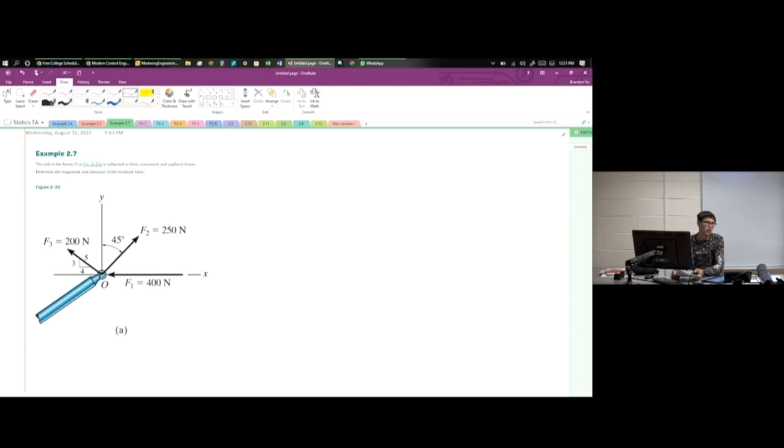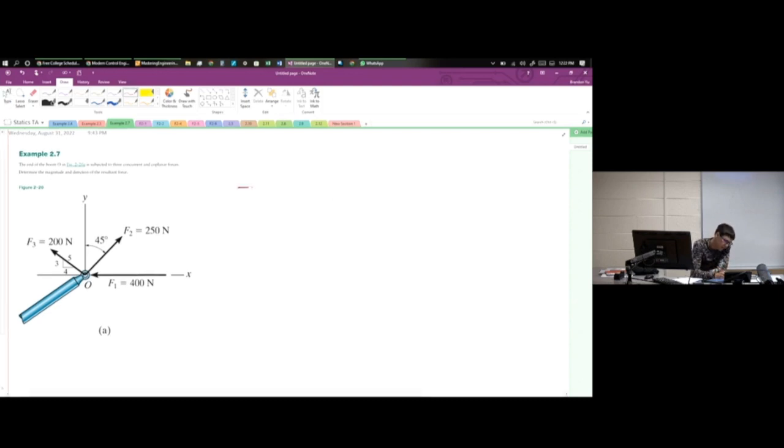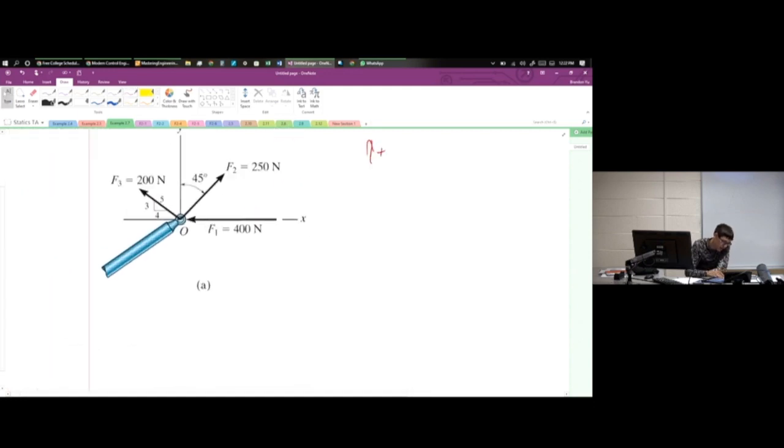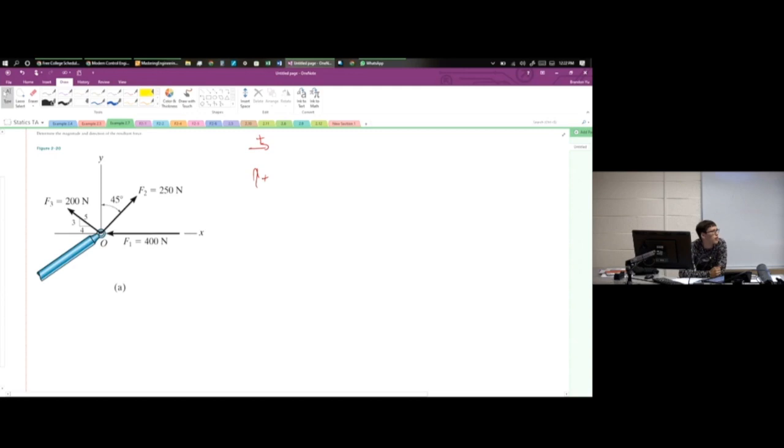I'll do this last one, and then I'll put an example on the board. Let you guys see if you can do it on your own. So example 2.7: the end of the boom O in the figure below is subject to three concurrent and coplanar forces. Determine the magnitude and direction of the resultant force. So keeping the sign convention, rightward positive and upward positive, we can determine the sum of forces in the x and y direction, and then we can find the resultant force from there.